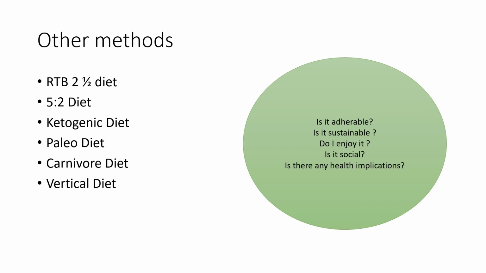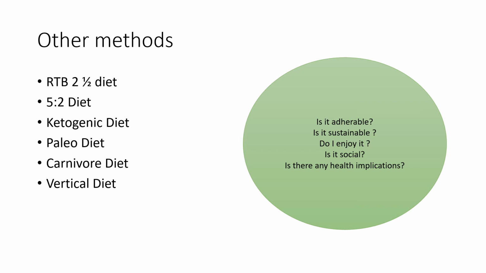Is it social? So like I said, is it something you can have with your family or your partner? Is it a case that when you go for dinner, you have to bring your own food in Tupperware? Is it something like that? Because again, that's not sustainable. That's not adherable long term.